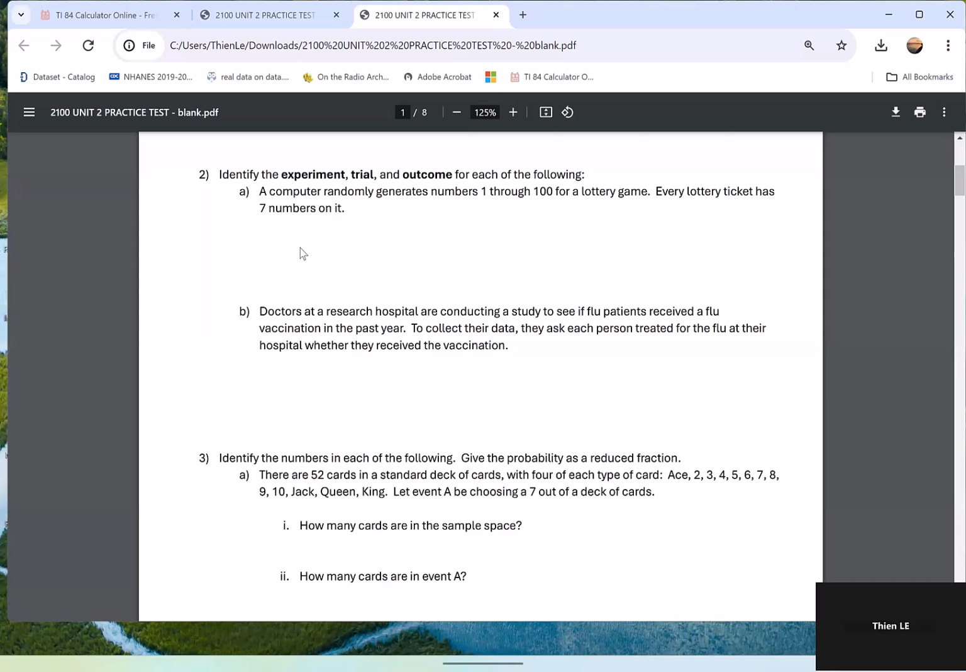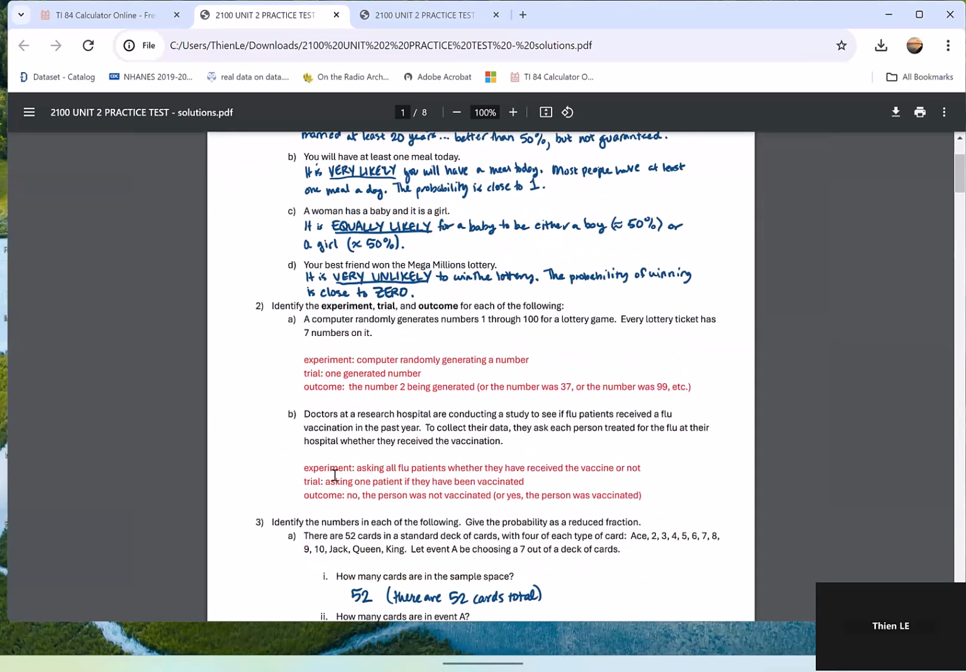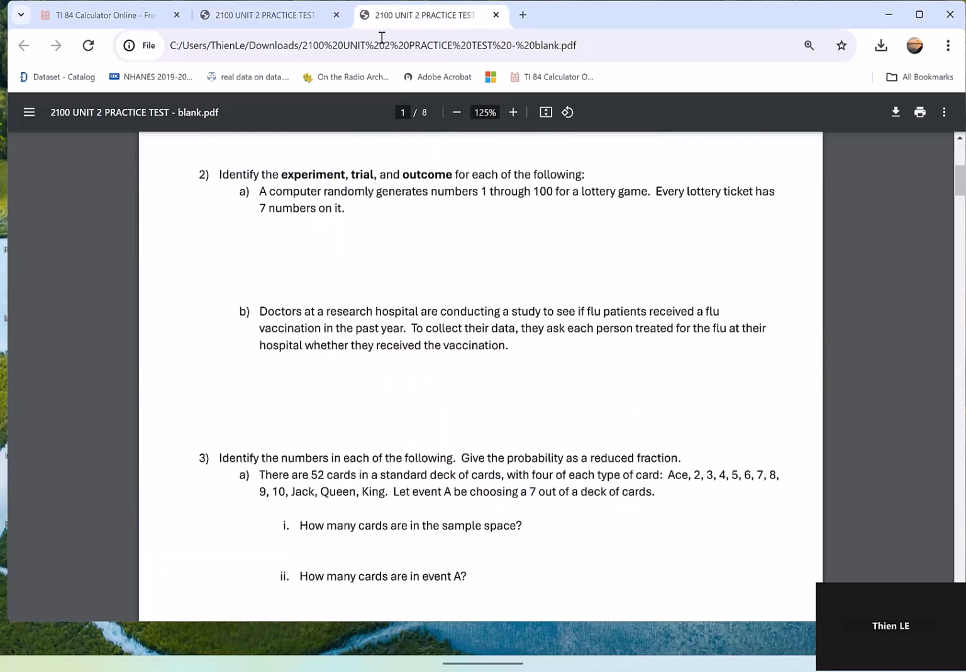So let us also look at the solution here. The experiment is computer generated. Trial 1 is a generated number. And the experiment here is asking flu patients, the trial is asking one patient, and the outcome. For part A, actually we can make it clearer, okay? Clearer.